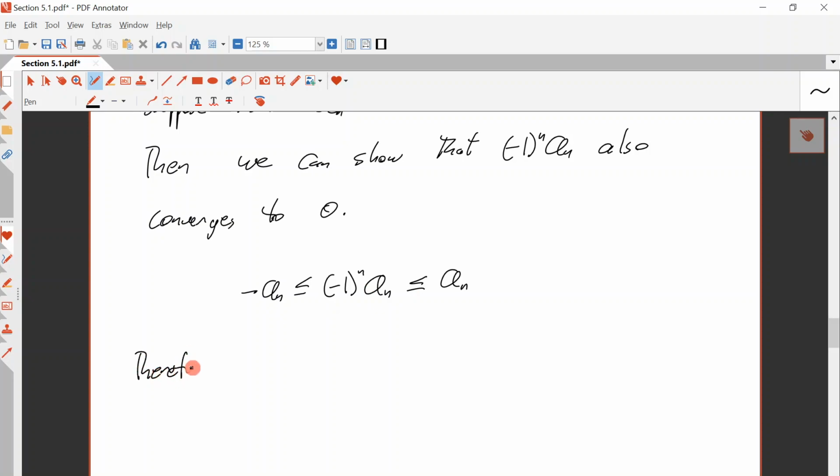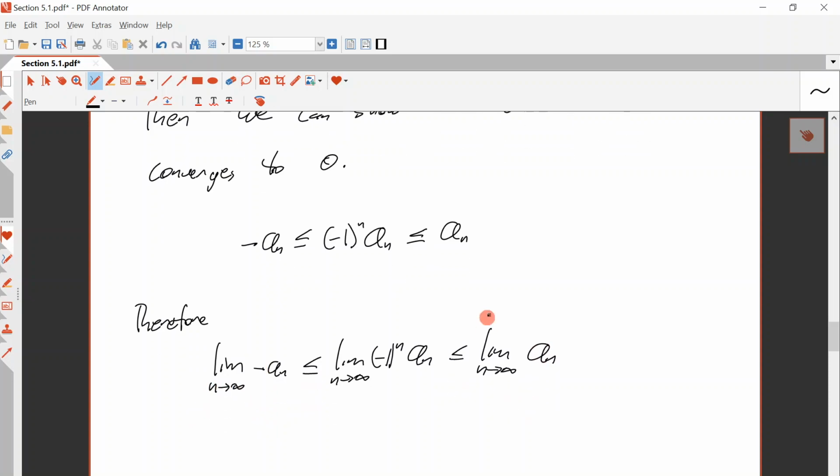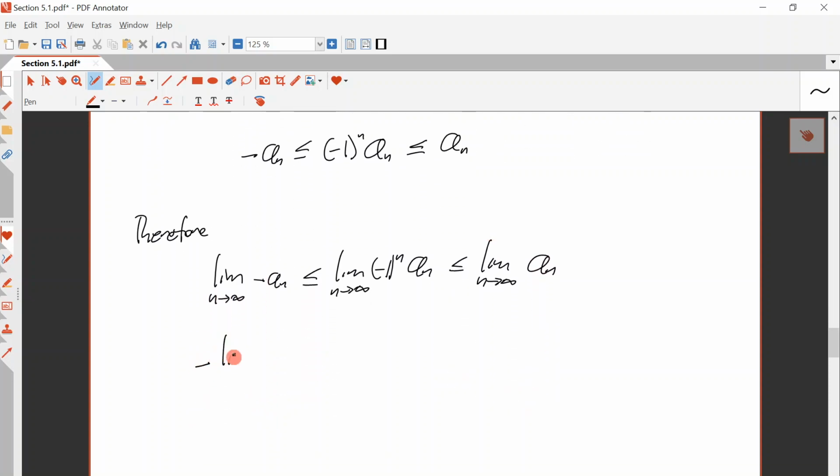Therefore, the limit as n goes to infinity of minus a_n is less than or equal to the limit as n goes to infinity of minus 1 to the n times a_n, which is less than or equal to the limit as n goes to infinity of a_n. Here we can factor out the constant minus 1.